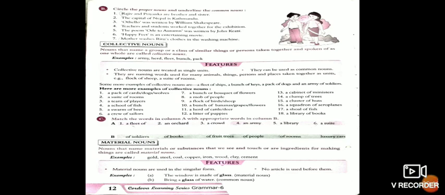Now children, we'll talk about collective nouns. So the third part is the collective noun. Collective nouns are the nouns that name a group or a class of similar things or persons taken together and spoken of as one whole. They are called collective nouns, like army, herd, fleet, bunch, pack. So these are the nouns that name a group or a class of similar things. Collective nouns are treated as a single unit.